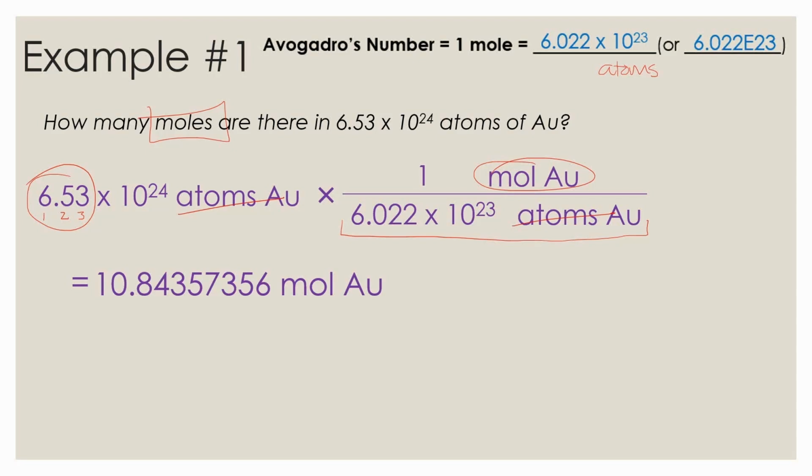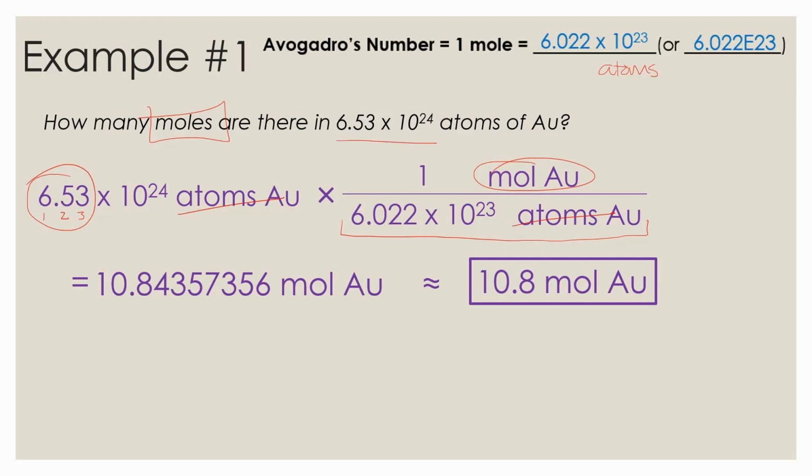And our answer is going to round to 10.8 moles of gold, which is the same exact amount of stuff as 6.53 times 10 to the 24th, but it's just a lot easier to talk about when it's grouped into 10.8 moles instead of this many individual atoms. Really, it's just a matter of convenience.